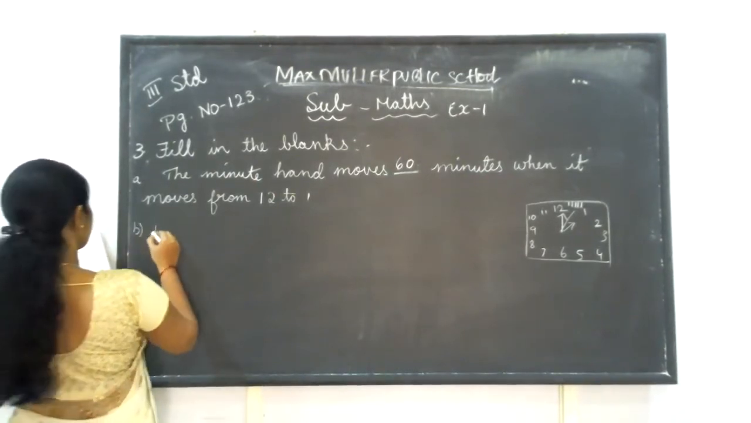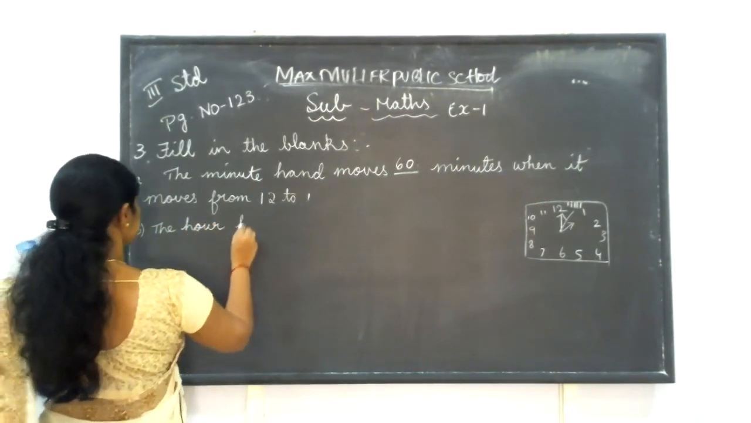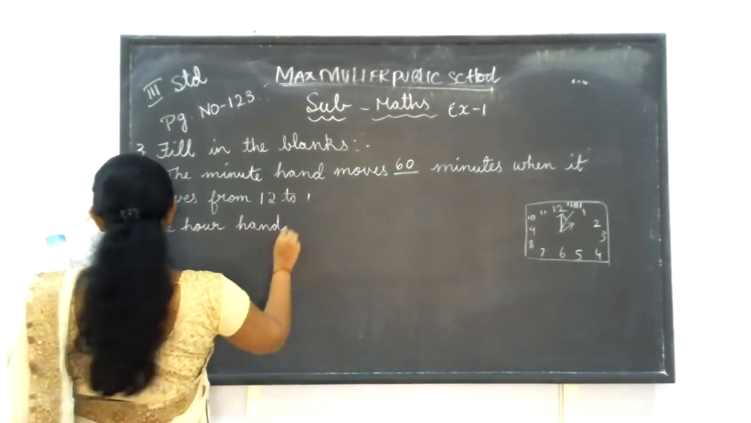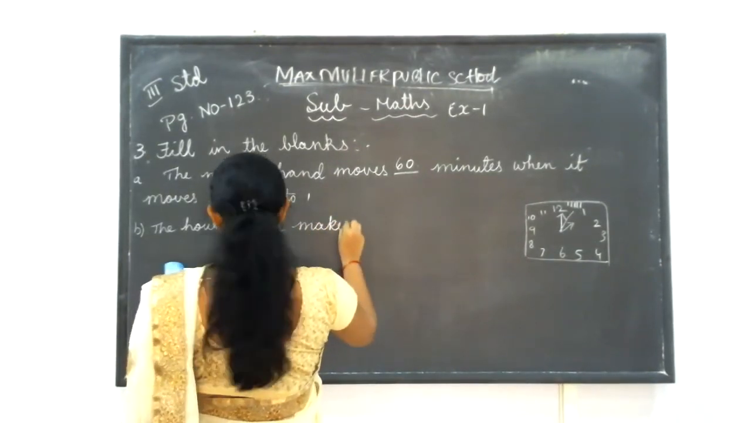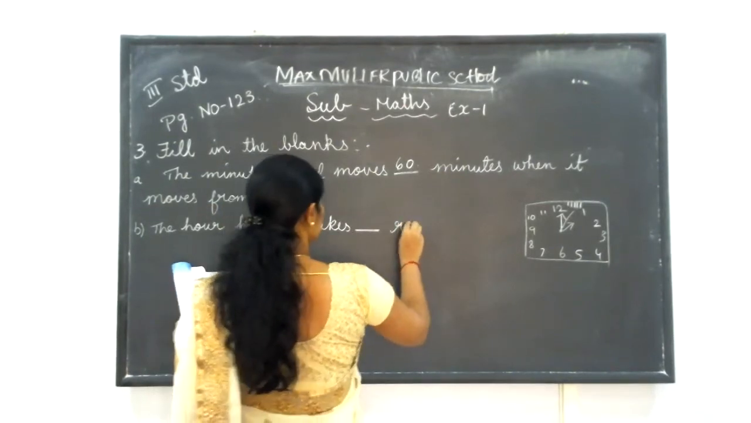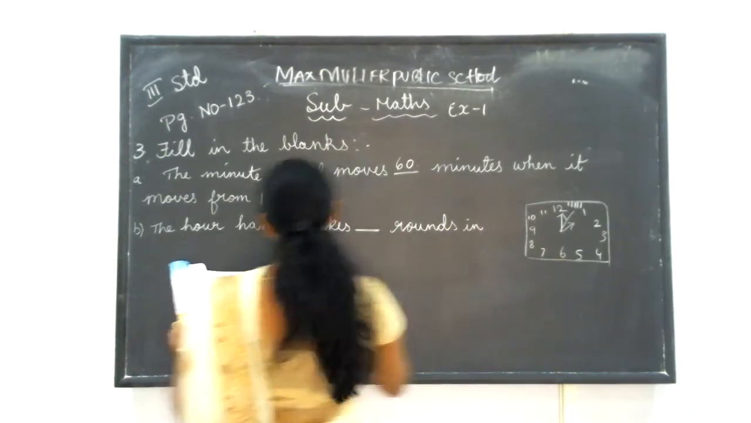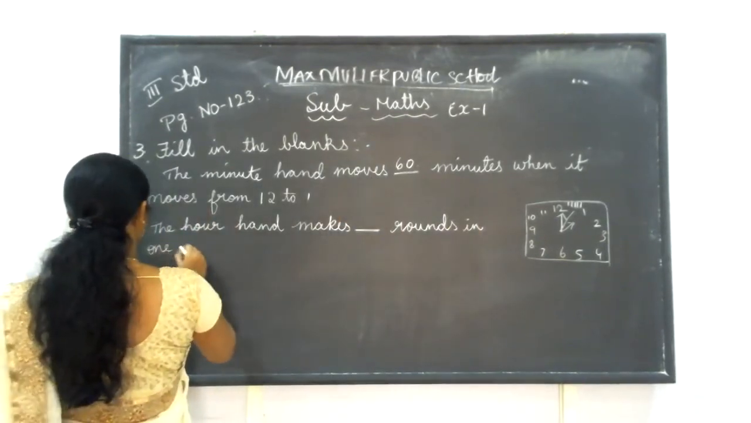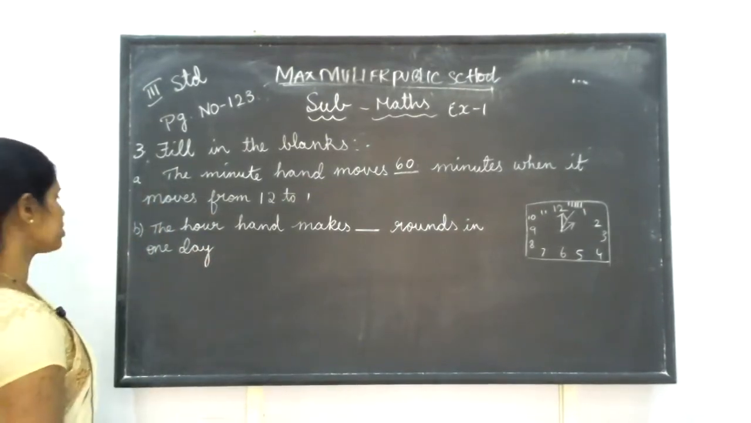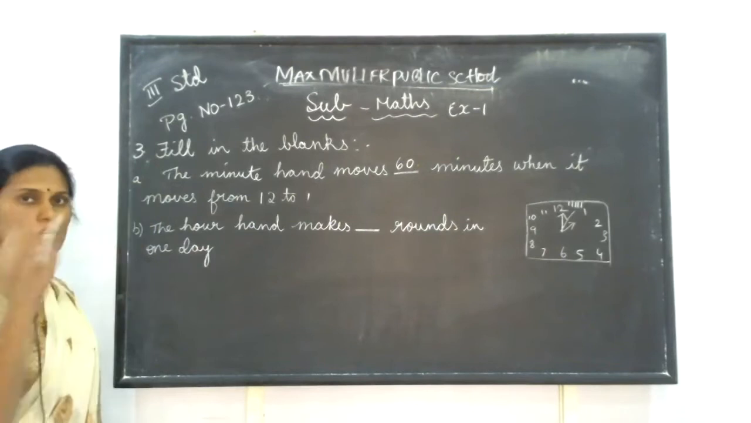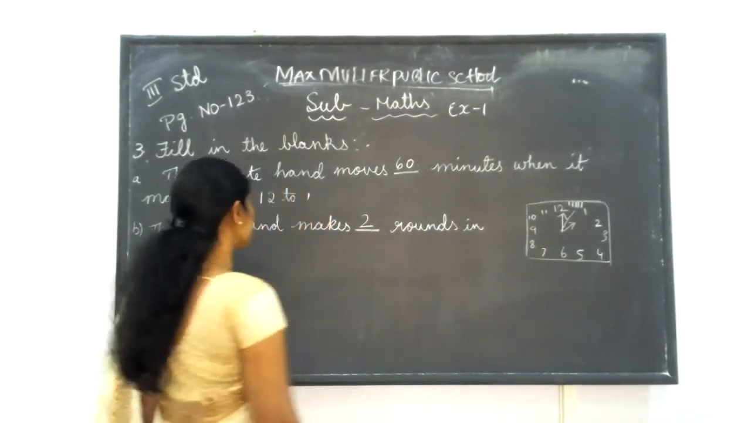Next, second one. The hour hand makes dash round in 1 day. When explanation I have told, the hour hand makes dash round in 1 day. How many times it will go? The hour hand, it will go 2 times, 2 rounds in 1 day.